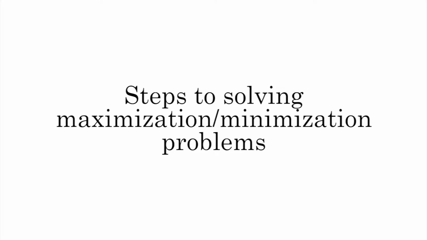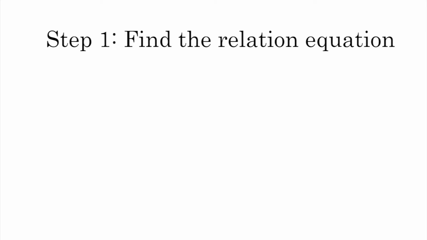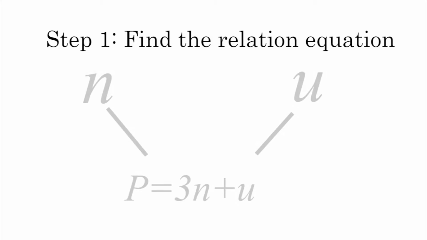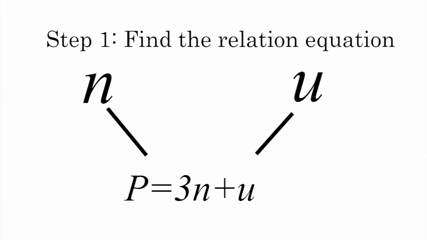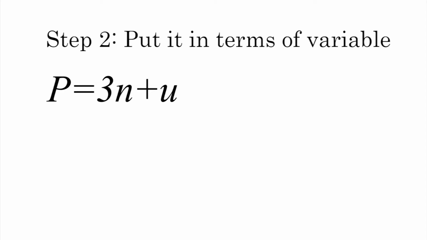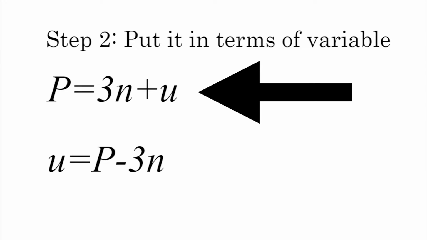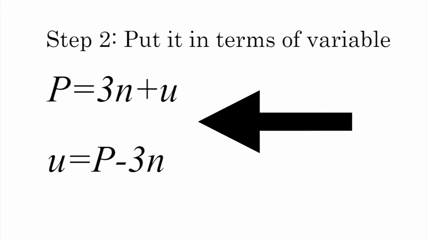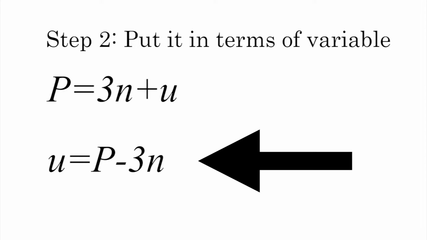Now, to solve these problems, there are a few general steps to follow to streamline the process. For starters, we need to find the relation equation. This equation should link both variables into one convenient function. But just make sure that the equation has a spot for both variables. When we have said function, we take it and put it in terms of one of its variables. Say, for example, we have an equation like p equals 3n plus u. We will put the equation in terms of n or u.